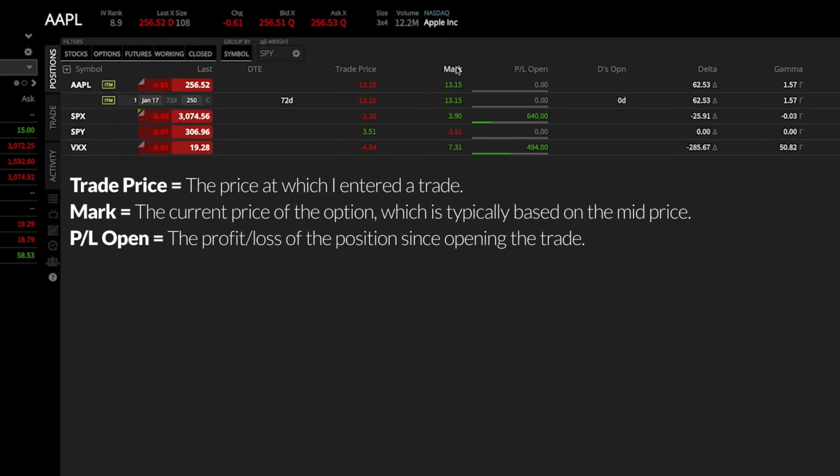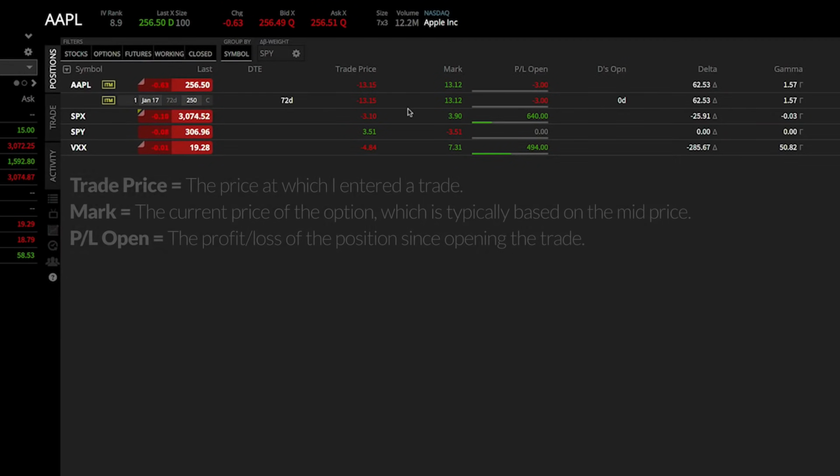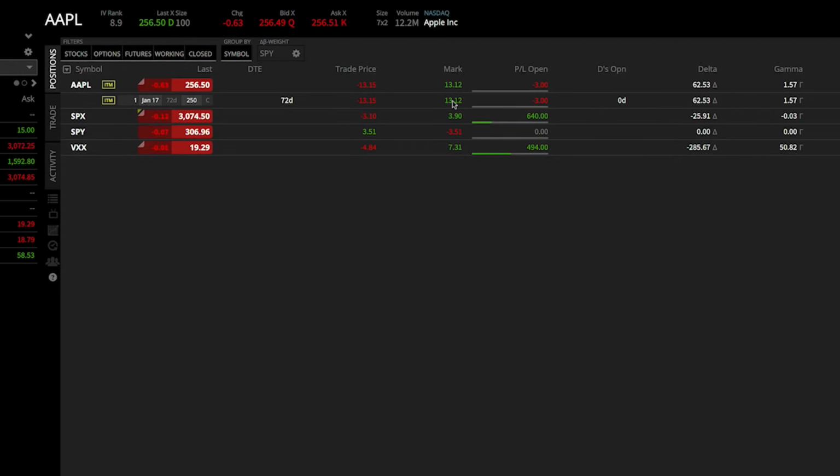So we can see the trade price is a negative $13.15, and that means that I paid $13.15 to enter this position. The mark, or the current marked price of this option, is $13.10 in this current moment, and therefore it's giving me an open P&L of a loss of a few dollars. So basically the difference between the trade price and the mark price is showing me that I have currently lost $5 on this position, because the mark is a little bit lower than what I paid for the option. If the option price increased from my trade price, this P&L open would be a positive number, because the P&L open is just showing me how much money I have made or lost on this position since opening the trade, hence P&L open.